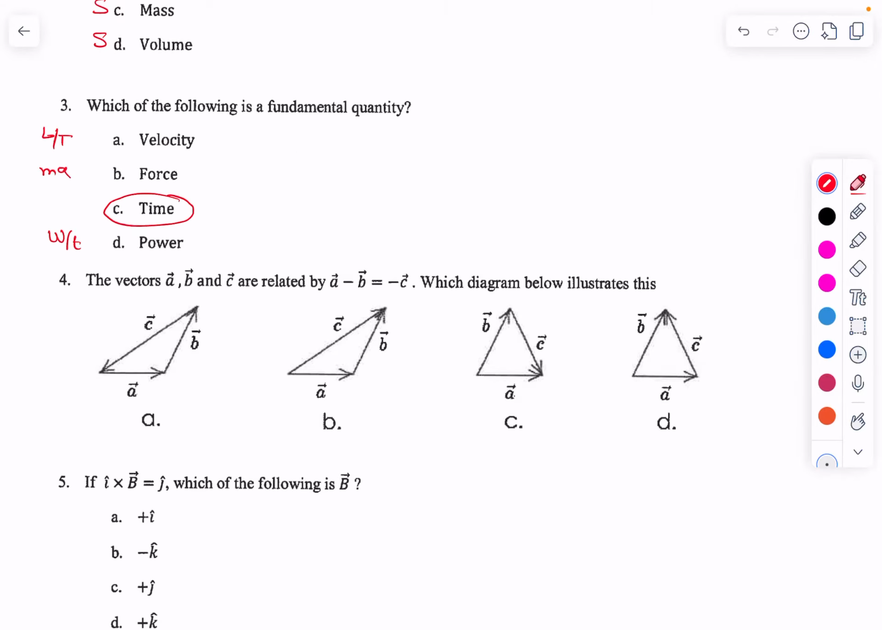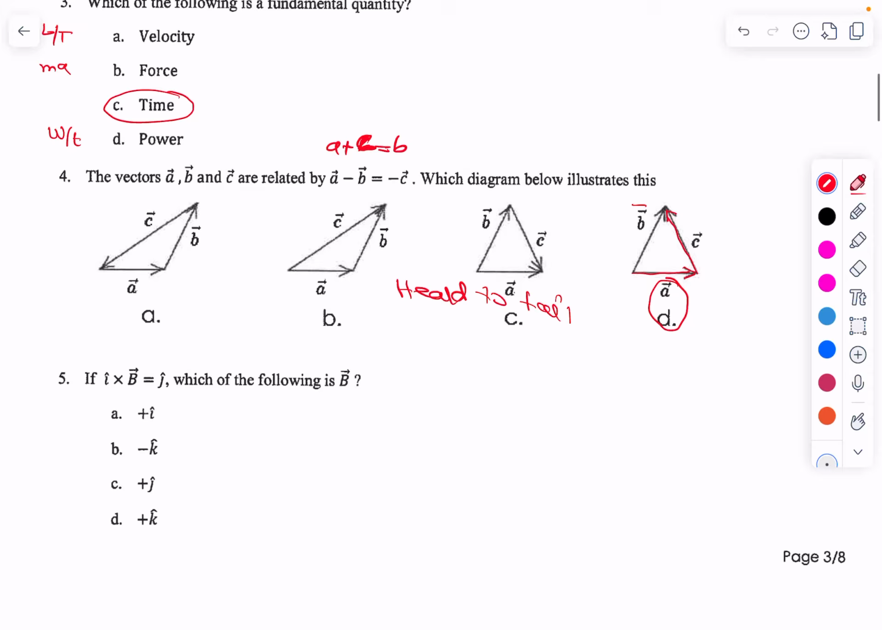Now, so A, B, C, D like this. So in that case, using the head to tail rule, head of the first vector, then tail of the second vector, then A plus C equals B. So this is A plus B equals A plus C equals B. So this is A plus C equals B. So this is the correct option in that case using the head to tail rule.